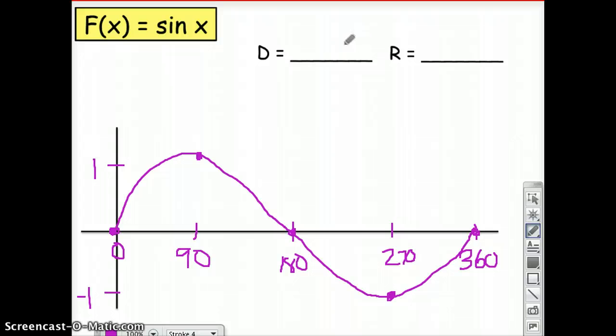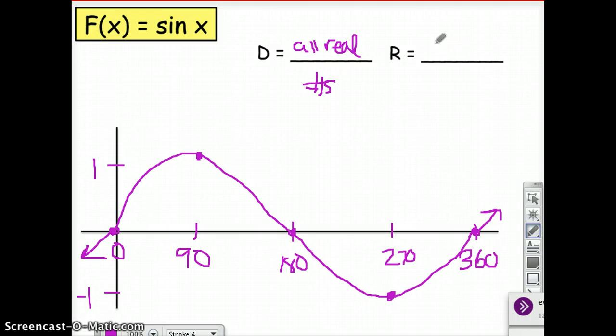So our domain, we say, is all real numbers because the graph extends on to the left and to the right, and there's no domain restrictions. Every value has a sine. So I'm going to say all real numbers here. And the range is not all real numbers. It's from -1 to 1. So y goes from -1 to 1 and hits all values between. And that's the parent graph of sine.